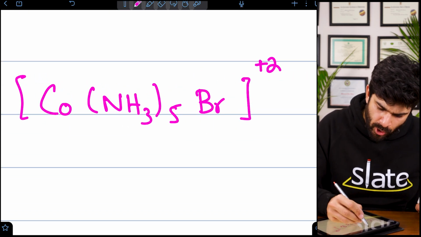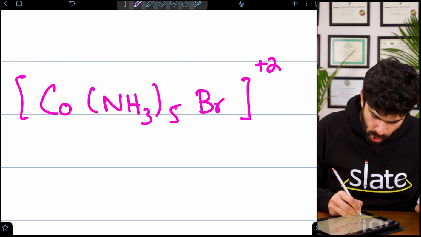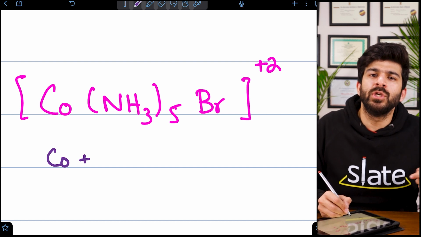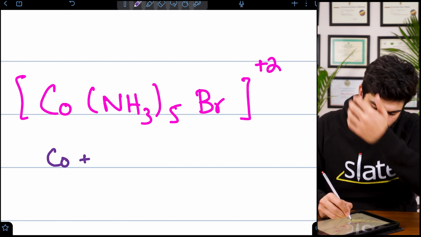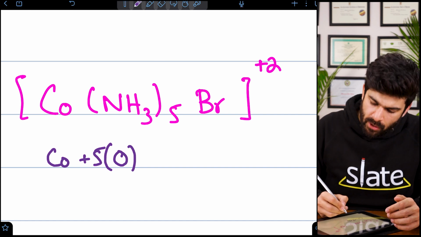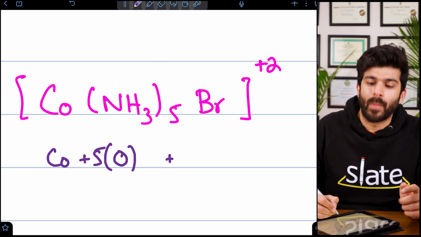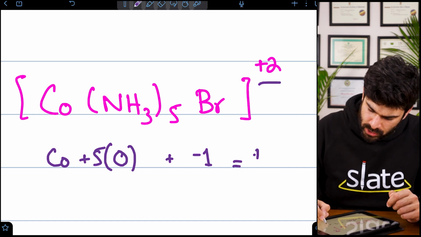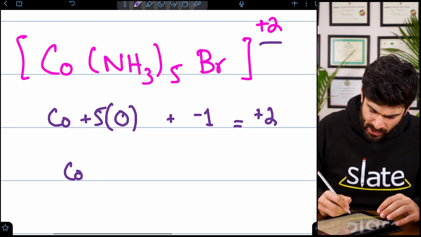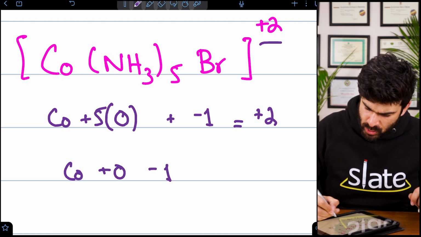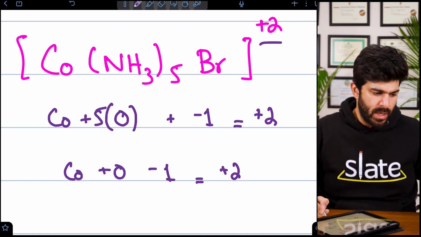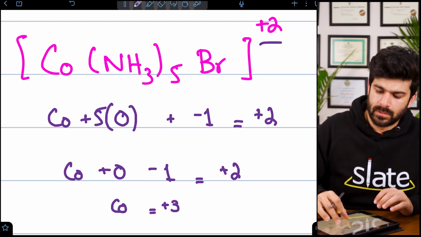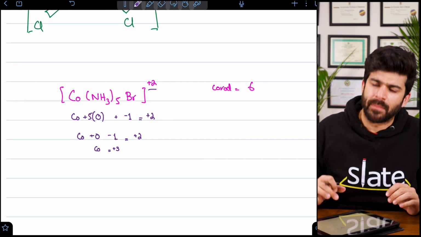Now we'll use the formula that way. We don't know about cobalt. So cobalt plus, what was the charge of ammonia? It was a neutral ligand. So 0. 5 into 0 plus bromide -1 equals +2. So we have cobalt plus 0 minus 1 equals +2. And hence we easily find out that cobalt is +3. This is something they can ask you in the exam.